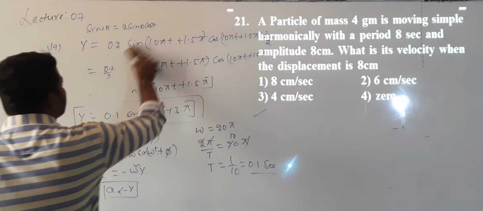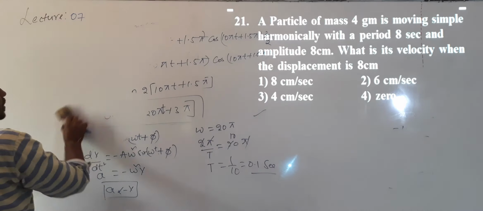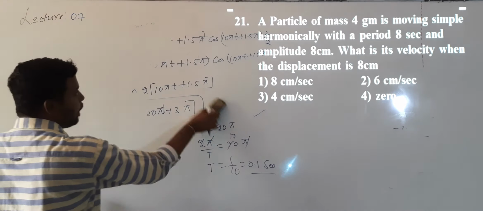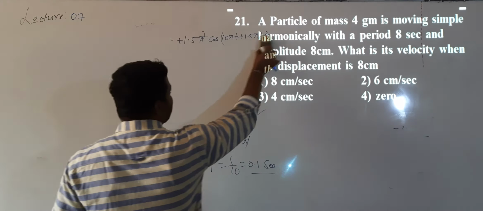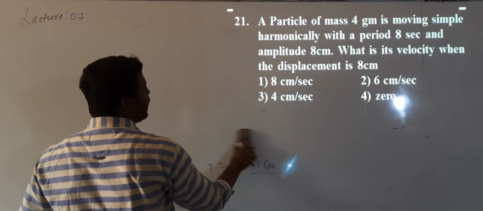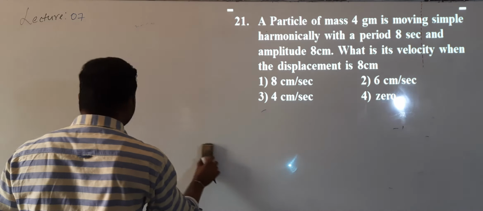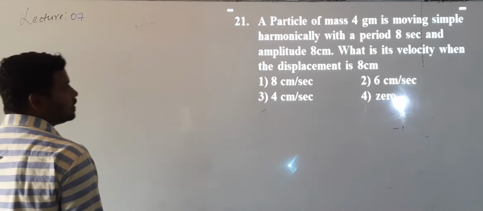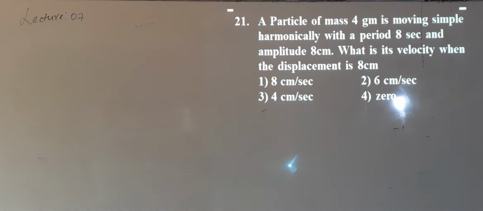Next, question number 21. A particle of mass 4 grams moves harmonically with a time period of 8 seconds and an amplitude of 8 centimeters. What is the velocity? Simple question.